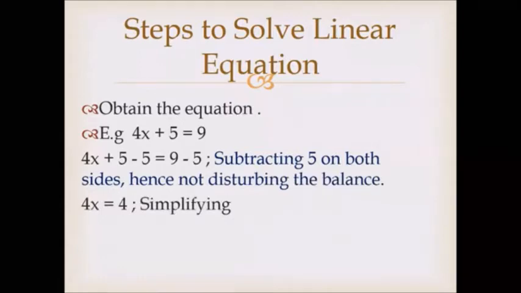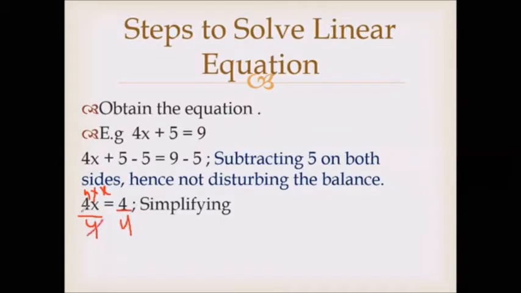Next step is 4x is equal to 4, right? So how can we remove 4x? By dividing by 4. Why do we divide by 4 here? Because 4x means 4 into x. We are multiplying a constant with x, right? So the opposite of multiply is divide. So to remove 4 from here, we have to divide it. And if we divide on the left hand side, we have to divide on the right hand side.